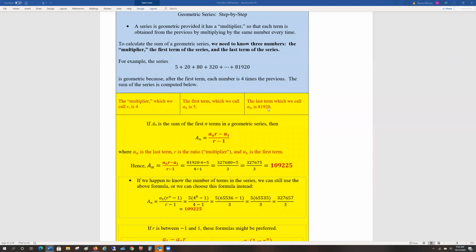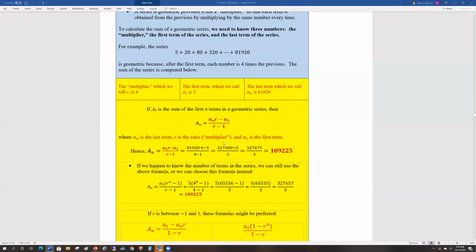Isn't that lovely? All right, so again, if capital A sub n is the sum of the first n terms in this geometric series, then here's the formula. A sub n, and this means multiply. A sub n r means a sub n times r, minus a sub 1, divided by r minus 1. In words, it's the last number in the series times the multiplier minus the first number in the series, all that divided by the multiplier minus 1.